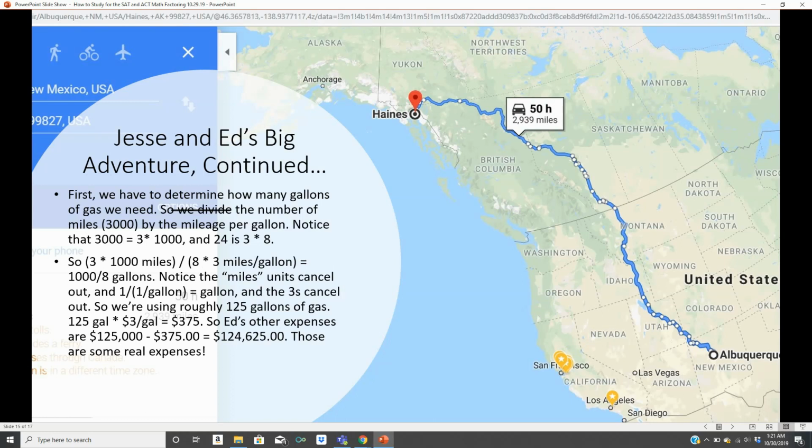All right, first we have to determine how many gallons of gas we need. So we divide the number of miles by the mileage per gallon. Notice that 3,000 equals 3 times 1,000 and 24 is 3 times 8. So 3 times 1,000 miles divided by 8 times 3 miles per gallon. All right, the 3's cancel out. So we end up with 1,000 over 8 gallons because the miles also cancel out.